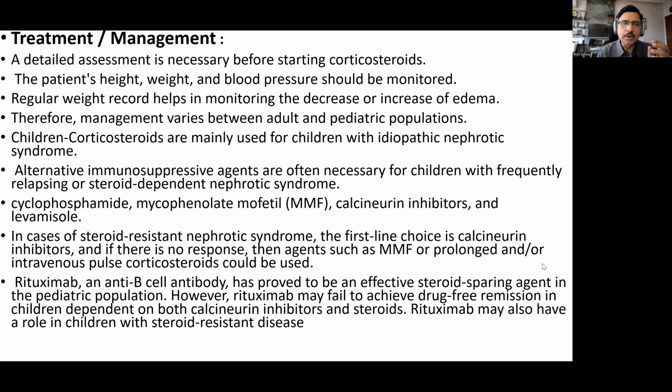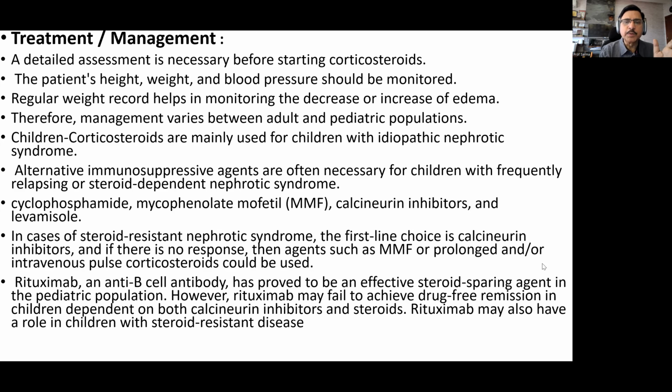In children, we start with a corticosteroid. How much we give depends upon the body weight of the patient. Around 30 to 50 milligrams of prednisolone per day, you have to give in 2 or 3 divided doses. If they respond within 2 weeks, early responders; 2 to 6 weeks, moderate responders; a little later, late responders. At the end of 6 weeks with no response, they are called non-responders. Classify the patient accordingly.